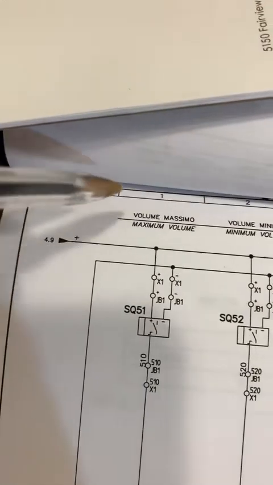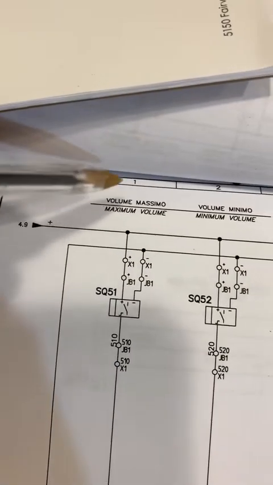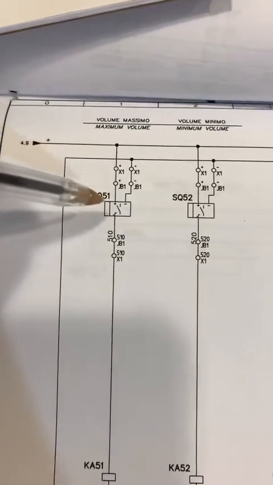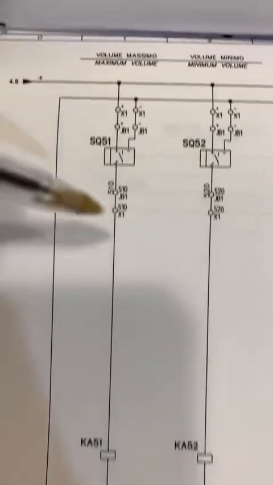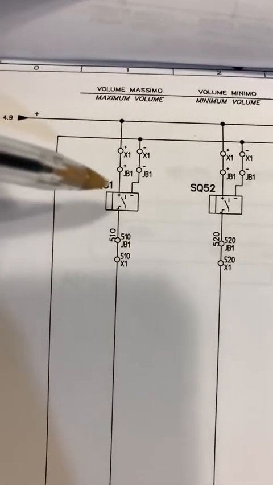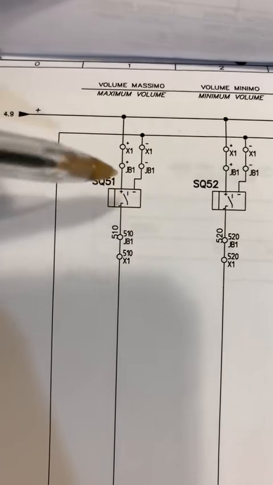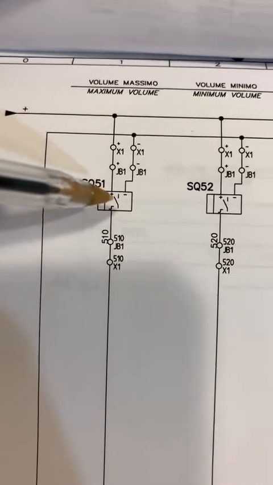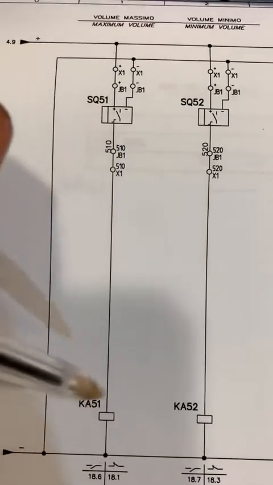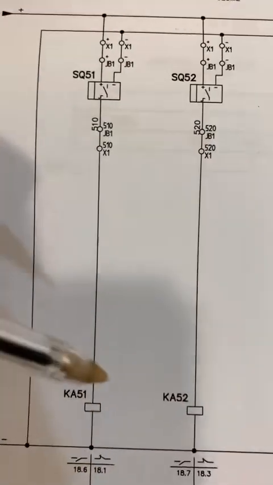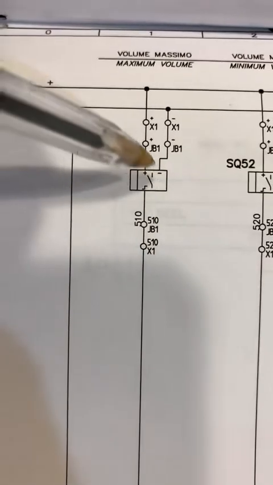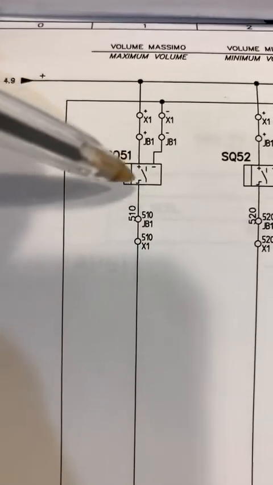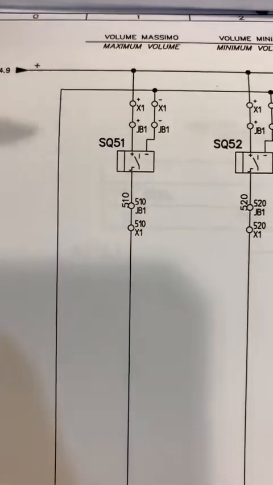So now we're on page 5, column or row 1. And look here, for that relay coil to energize, there looks like there's a proximity sensor of some sort that's going to switch power over to the relay coil. So for that relay coil to energize, SQ51, which is a proximity sensor, needs to be made or needs to switch power over to it.